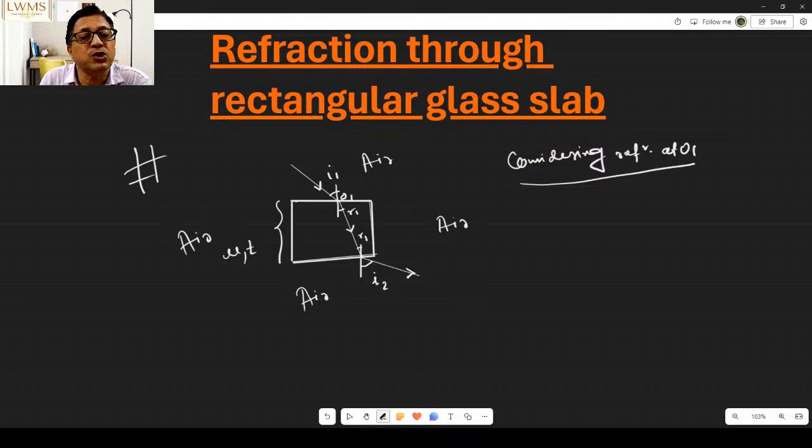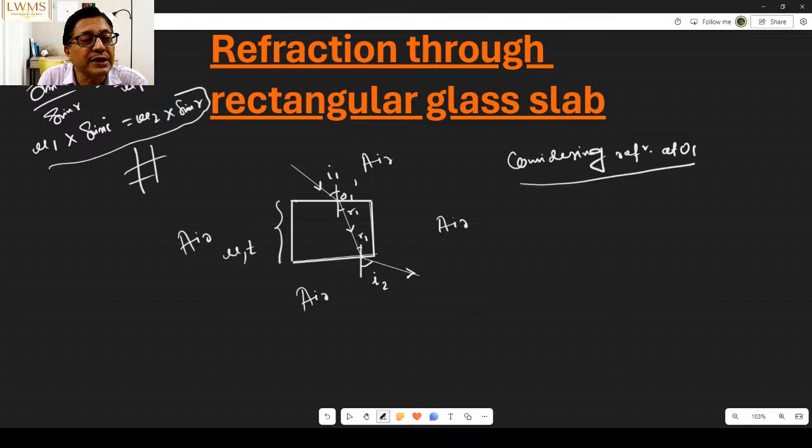Air has refractive index 1. Last class we have seen that sin I by sin R equals mu2 by mu1. Mu2 is the refractive index of the second medium, mu1 is the refractive index of the first medium. So mu1 into sin I will be equal to mu2 into sin R. This is called generalized Snell's law: the sine of the angle in the medium into the refractive index of the medium, equals the sine of the angle in the second medium into the refractive index of that medium.